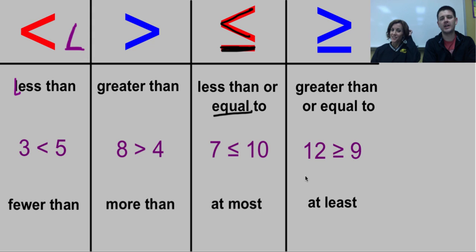And then the last one here is 12 is greater than or equal to 9. So another word or phrase that you might hear that means the same thing is at least. Like you have to be at least 48 inches tall to ride the roller coaster. That means you could be exactly 48, or you can be greater than that. Or we have to have at least 25 people to hold the party, something like that.